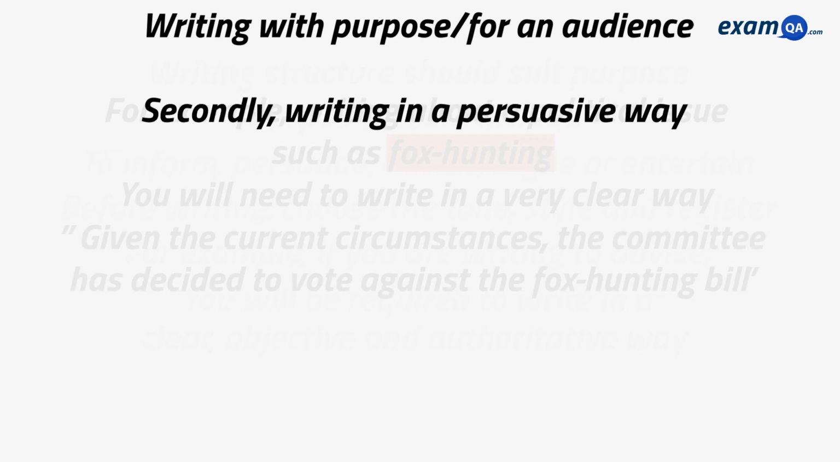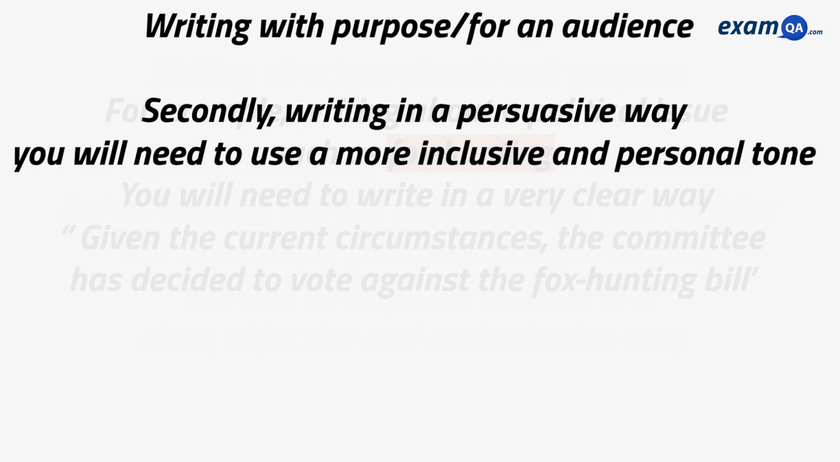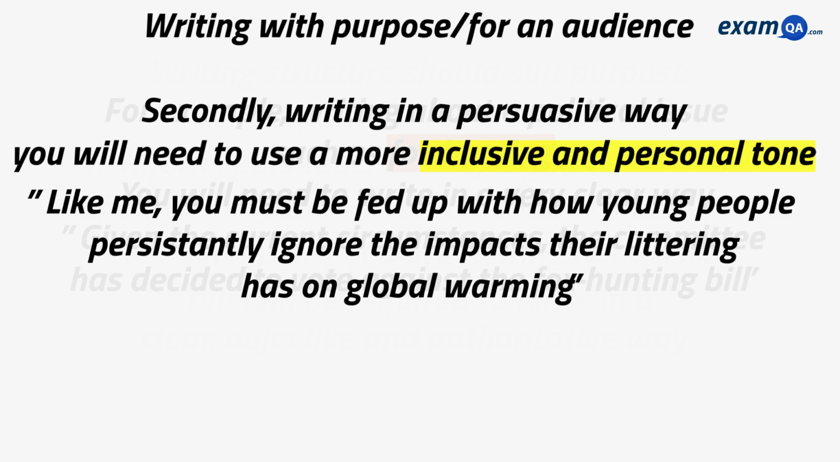Secondly, if you are writing for persuasion or in a persuasive way, you'd be perhaps required to use a more inclusive and personal tone. This would help persuade the reader by using very inclusive language to make them feel as if they are included in the text and make them think more directly. An example of this will be, like me, you must be fed up with how young people persistently ignore the impacts their littering has on global warming.